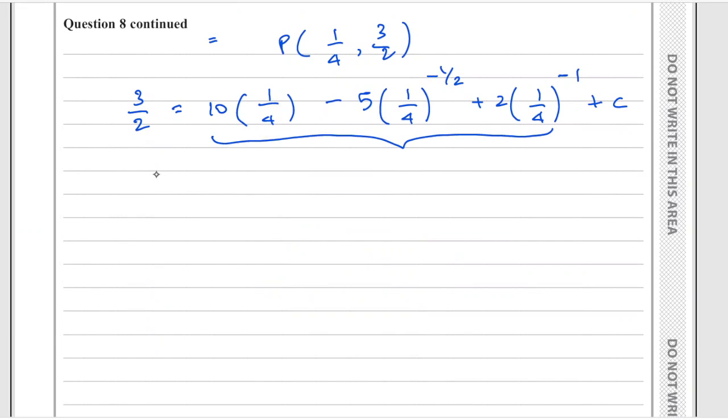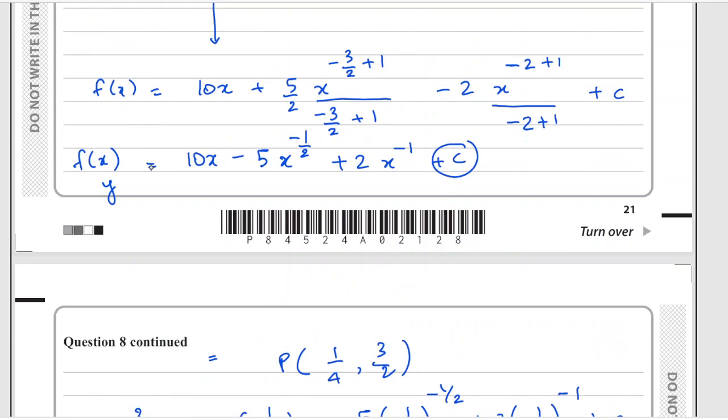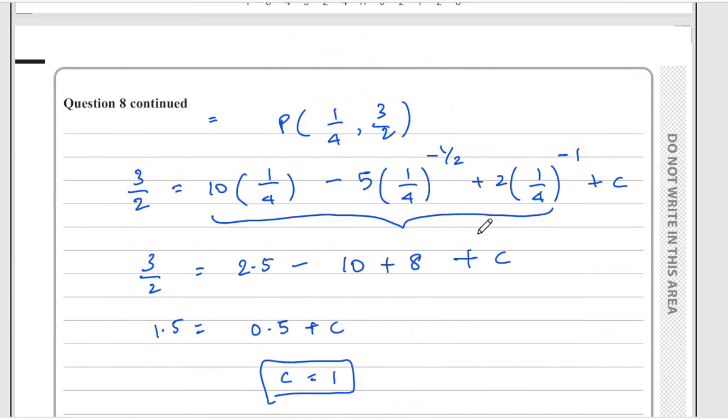And this gives you the value as, let me do it. So this is going to give you 2.5 minus 5 times 1 by 4 to the power negative 0.5, which is 10. Then 2 times 0.25 to the power negative 1, which is going to be 8. Okay, so plus c. So this is 1.5 is equal to, and this gives you 0.5 plus c. So from here you'll get c is equal to 1. So this is your function over here. You just need to replace the c value by 1.